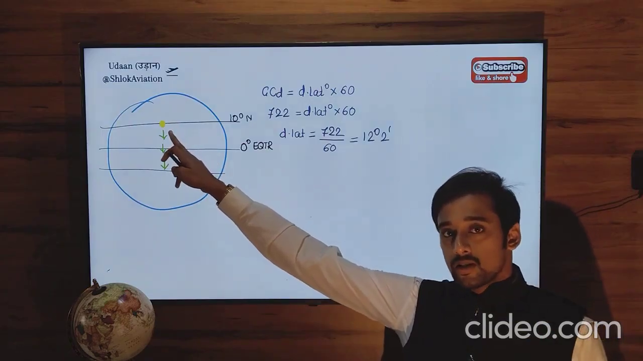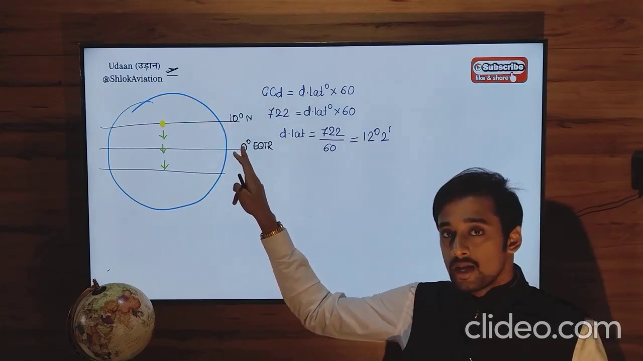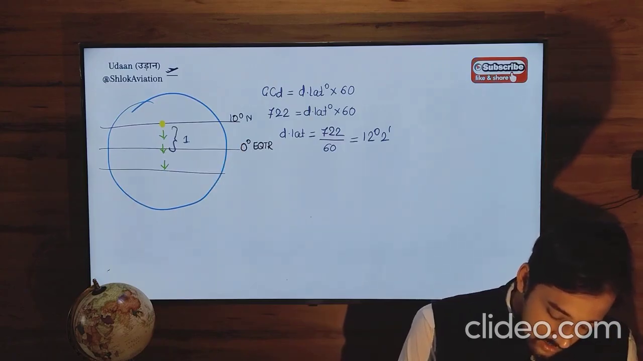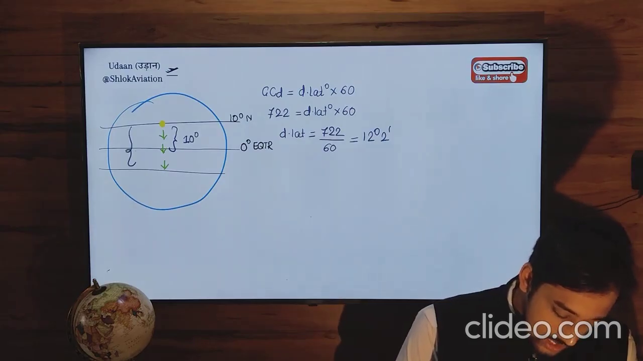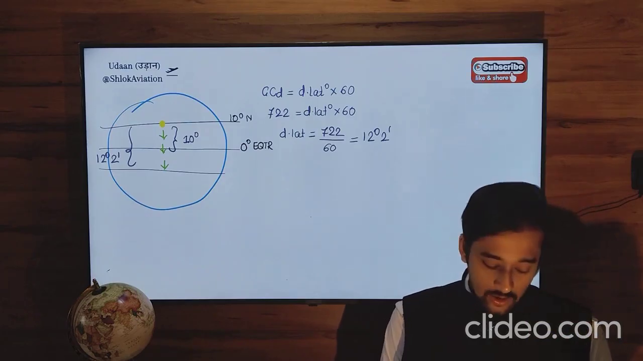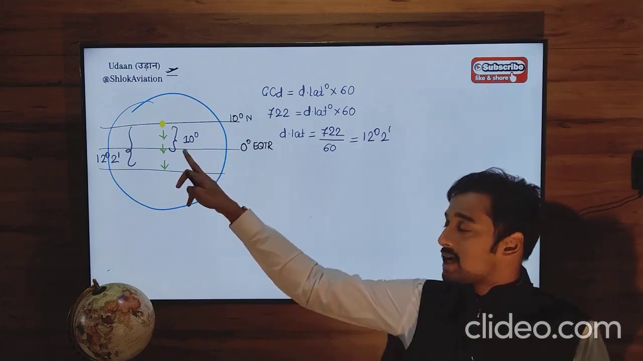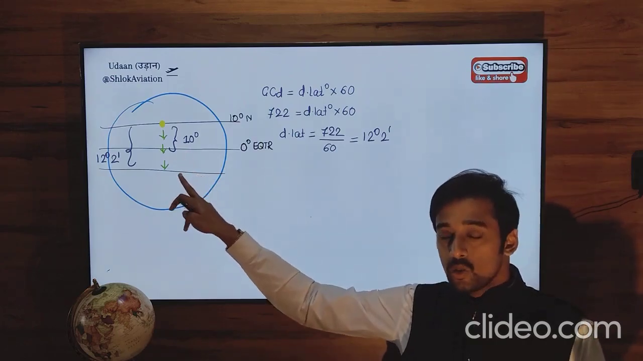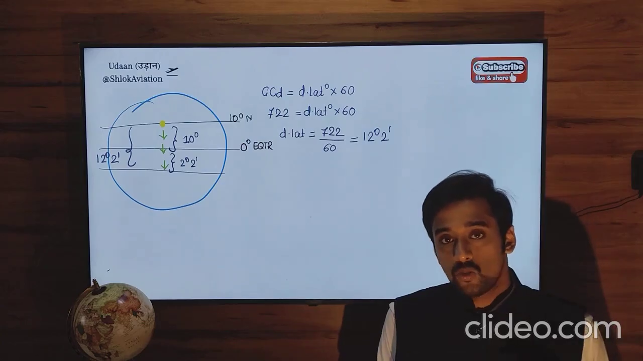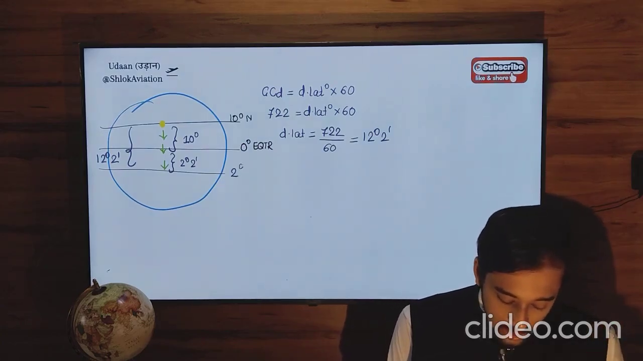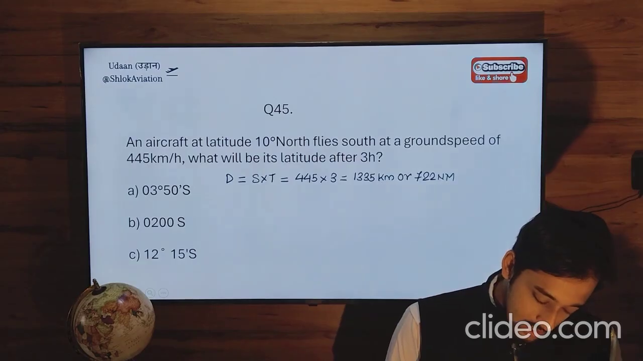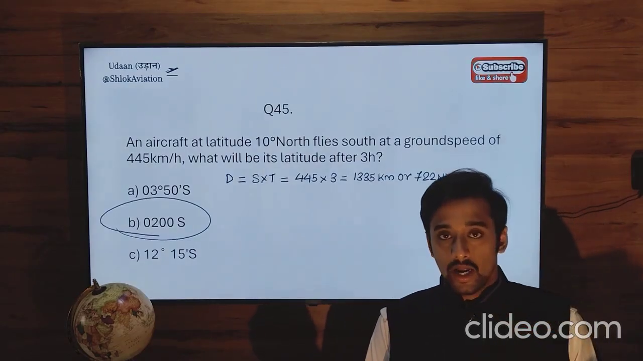So now check this. Initial latitude is 10 degree north. The difference between 10 degree north and 0 degrees, how much when we travel south? It is 10 degree. But our total d lat is 12 degree 2 minutes. So out of this 12 degree 2 minutes, we travel 10 degree in the north hemisphere. Remaining 2 degree 2 minutes will be traveled in the southern hemisphere. So our new latitude will be 2 degree 2 minutes south. Option B will be the correct option.